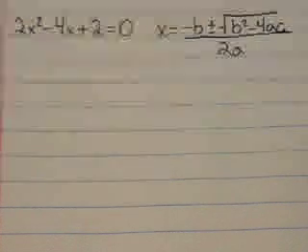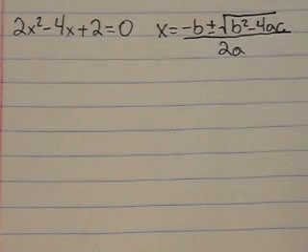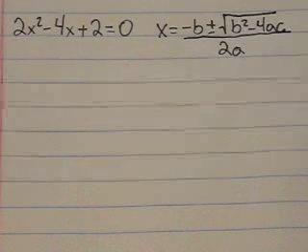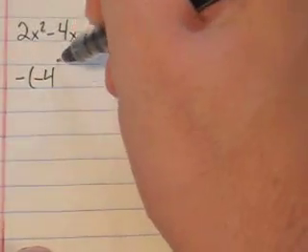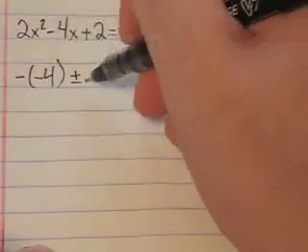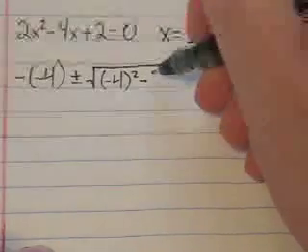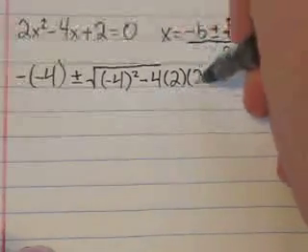Alright guys, the last thing we're going to do in this video is solve this quadratic by using the quadratic formula. If you remember, the quadratic formula is x equals negative b plus or minus the square root of b squared minus 4ac over 2a. Now all you have to do is take your values inside your quadratic and plug them into their corresponding letters. So first we would get minus negative 4 plus or minus the square root of negative 4 squared minus 4 times 2 times 2, over 2 times 2.